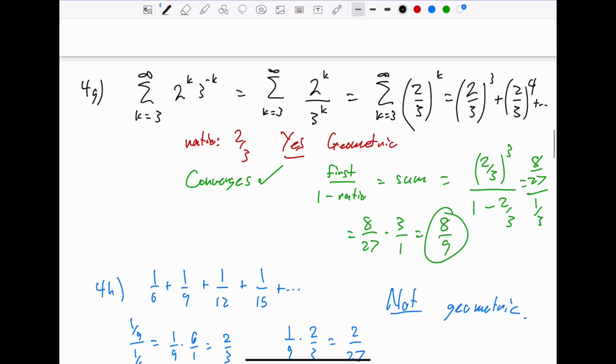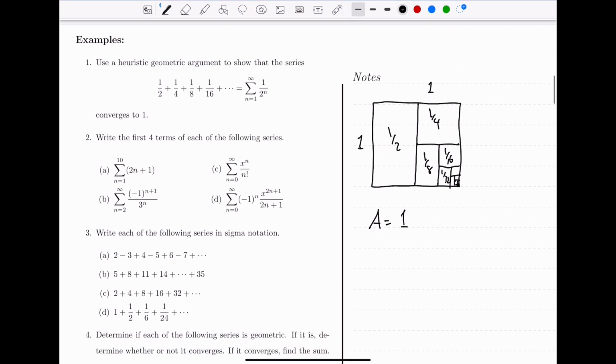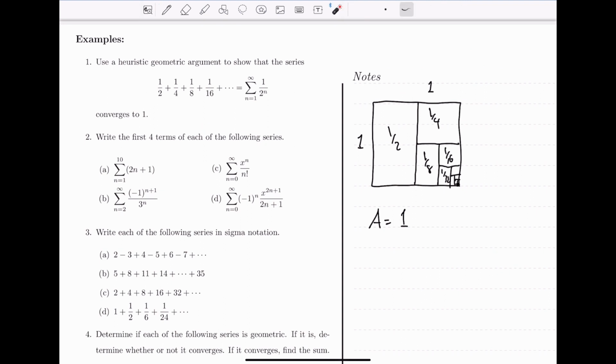Now that we've had so much practice with geometric series, let's take a look at example 1 again. This is a geometric series. We have a constant ratio of 1/2. So let's find the sum without using this geometric argument, as cool as it is. Let's find the sum using the formula. So here we have the common ratio of 1/2, and the first term is also 1/2.